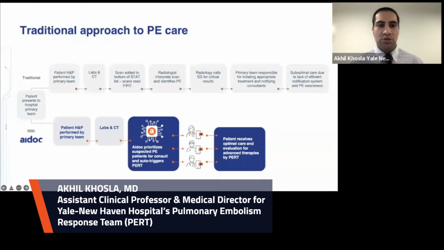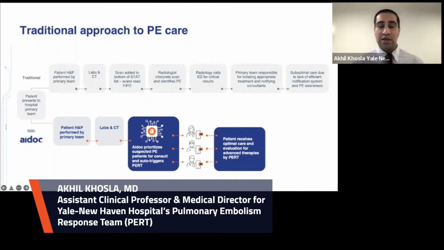And when we look at the traditional workflow, there's actually multiple areas where we can have delays and suboptimal care. The biggest one being, out of the list of completed studies, it's very difficult for a radiologist to know which of those studies has a pertinent finding or not. It's generally completed in a first in, first out process. Using AI, you can have prioritized studies because you now know which of those completed studies are positive for PE.